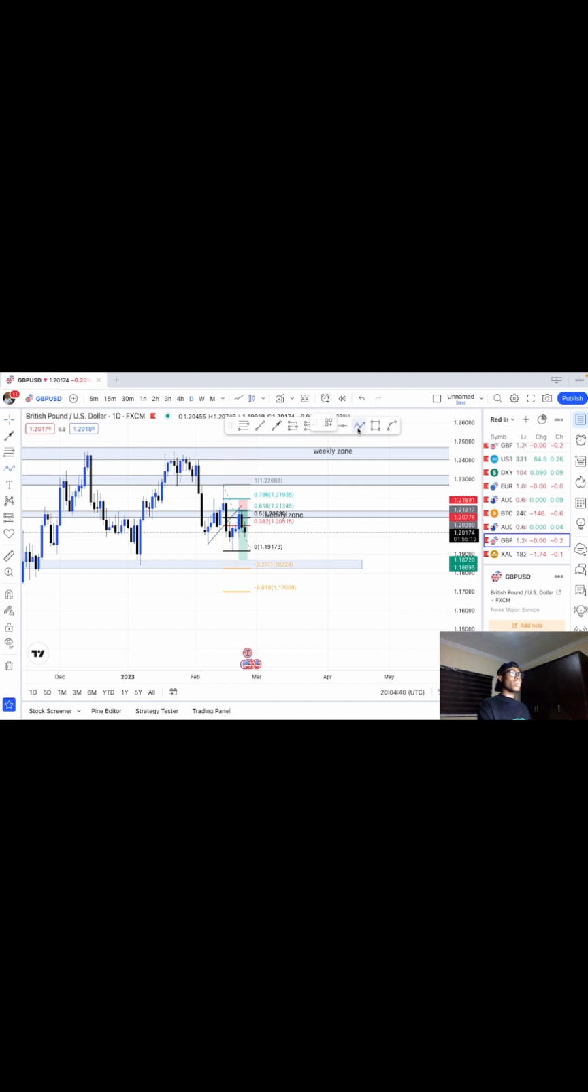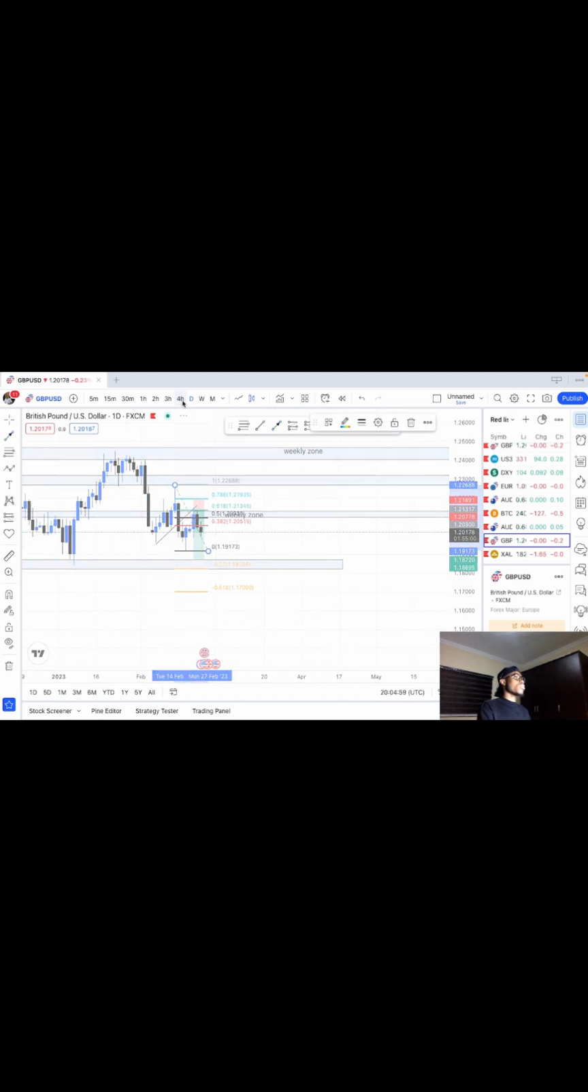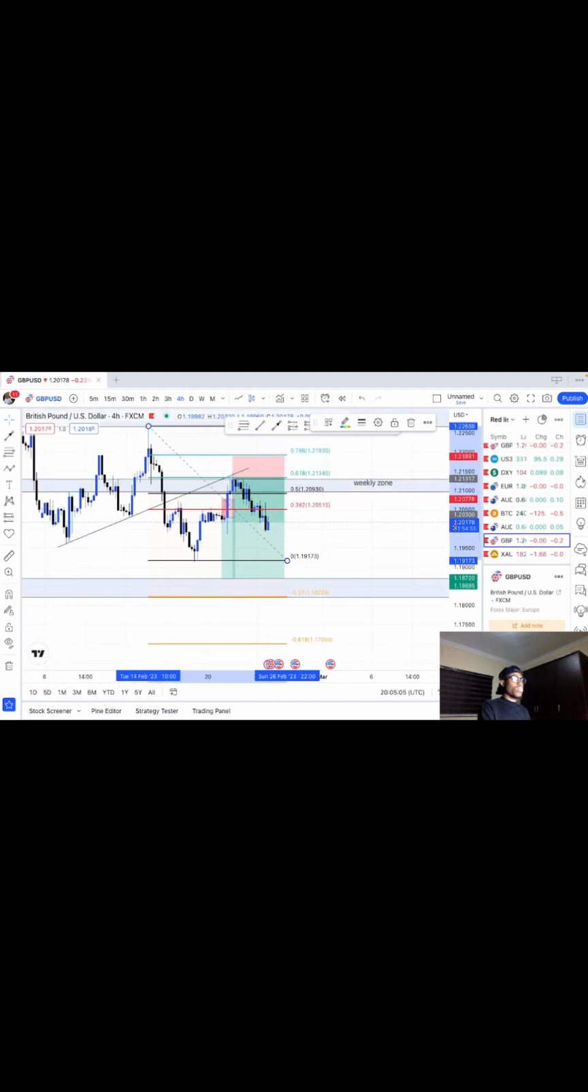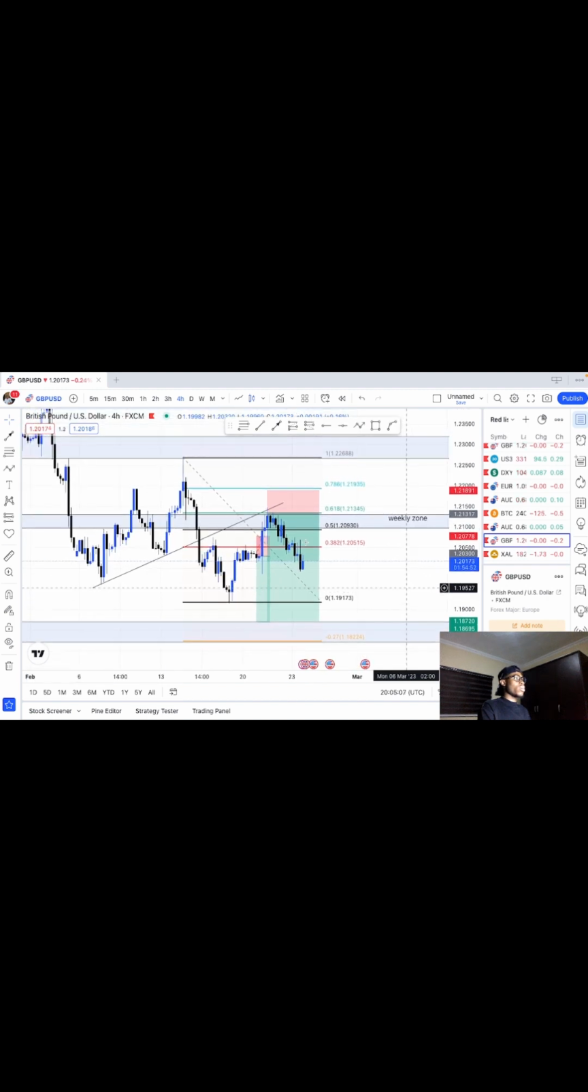I knew that my next target for a sell was going to be here, since GBPUSD didn't give a very, very good opportunity at this last low. So GBPUSD came down and retraced back to this zone. So I just drew my Fibonacci from my swing high to my swing low here.